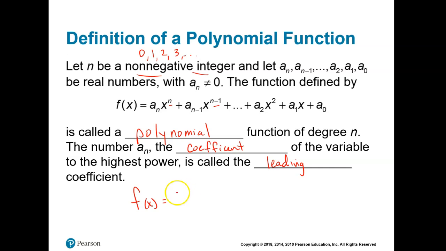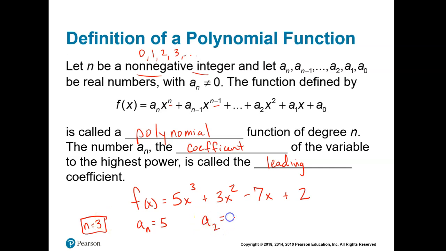So for instance, if I had 5x cubed plus 3x squared minus 7x plus 2, a sub n would be 5. n would be 3. n is the highest power. A sub n would be the number in front of x to the highest power. A sub 2 would be 3, the number in front of x squared. A sub 0 is the constant. It's just the number that doesn't have an x multiplied by it.